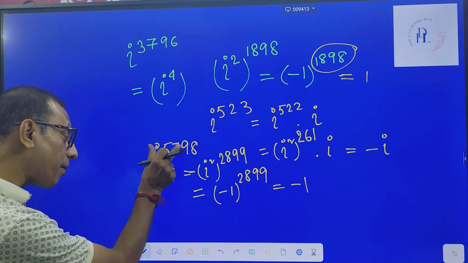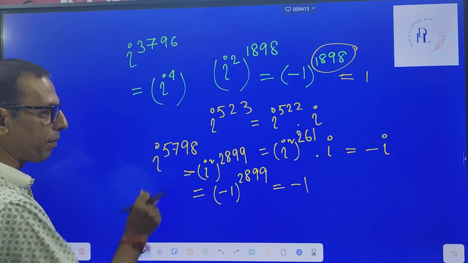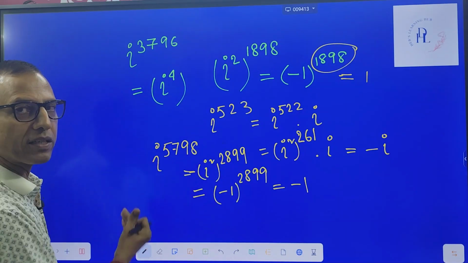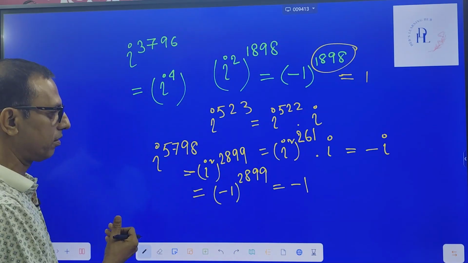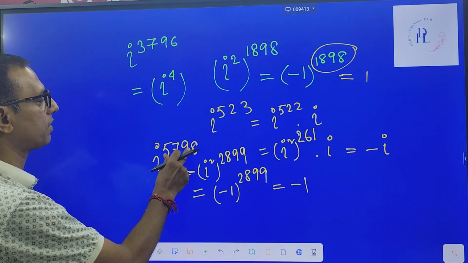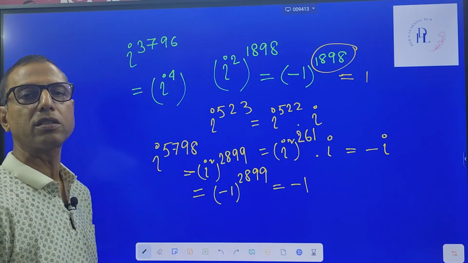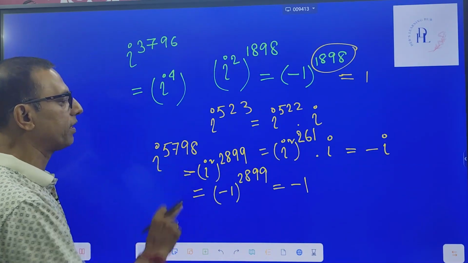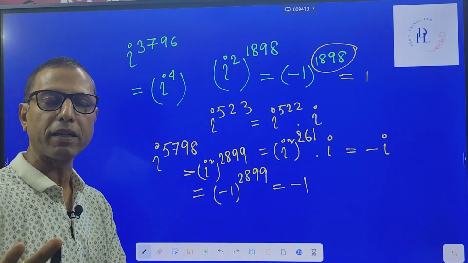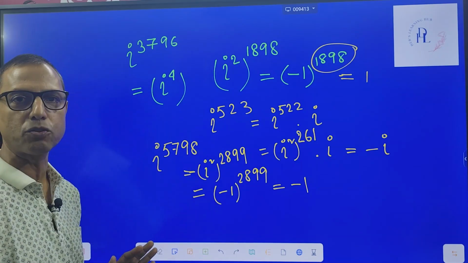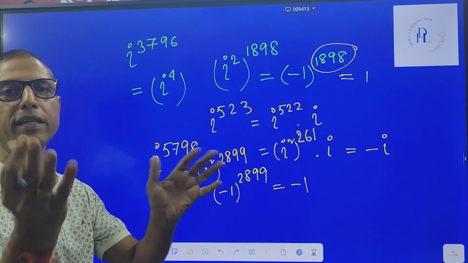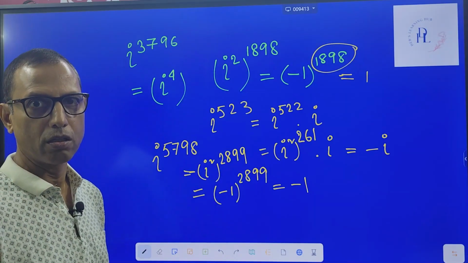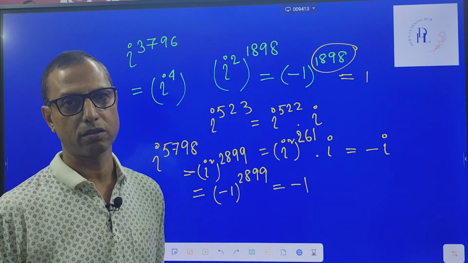And if the number is odd itself, the initial power given is odd, in that case you need to take the previous even number, just the number before that. Let's say 5797, then we need to consider 5796, i to the power 5796 into i. So keep i separate. i to the power 5796 is an even number, find the sign of the even power, and after that i remains with it. So that is the trick.